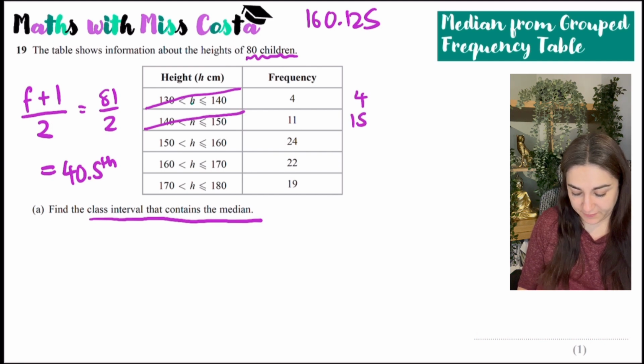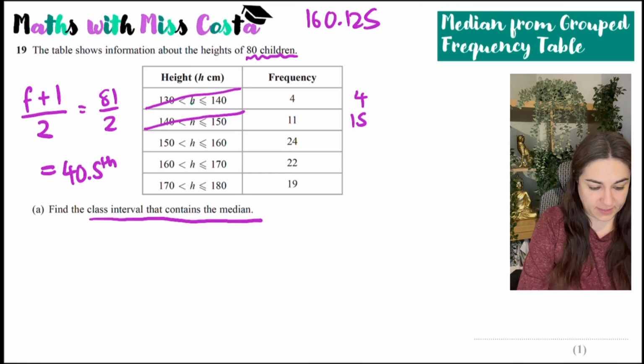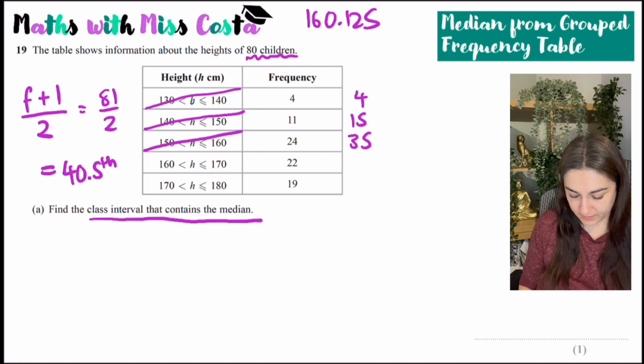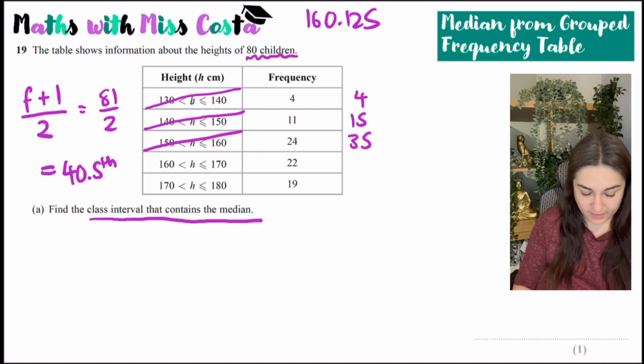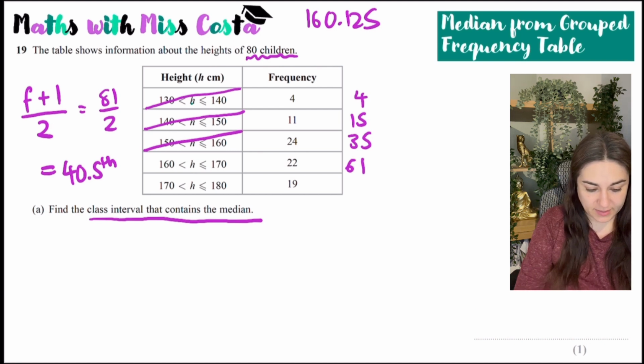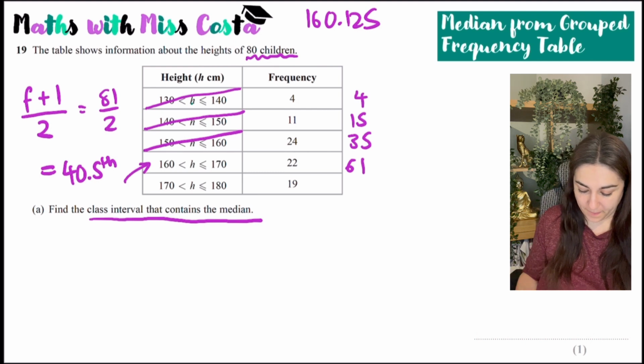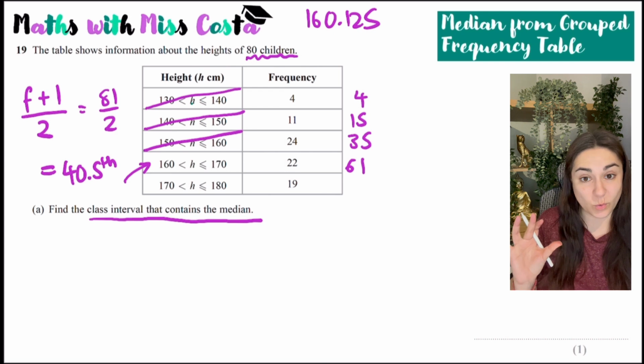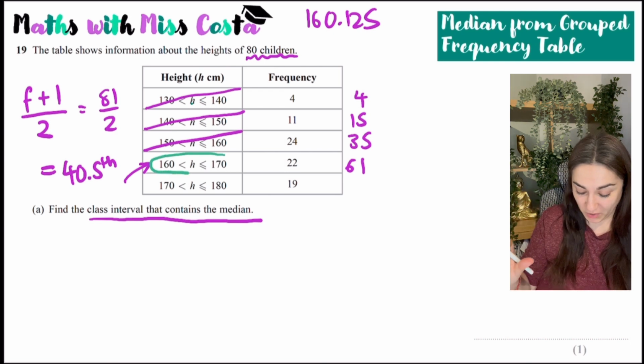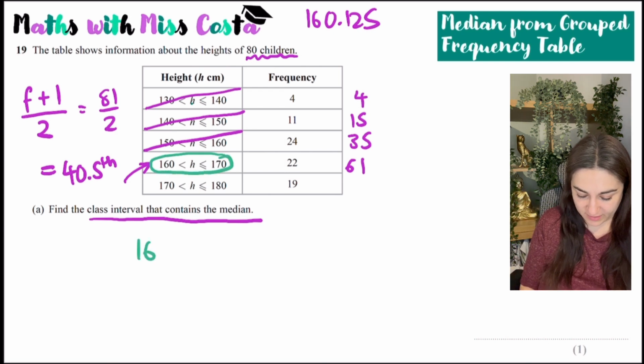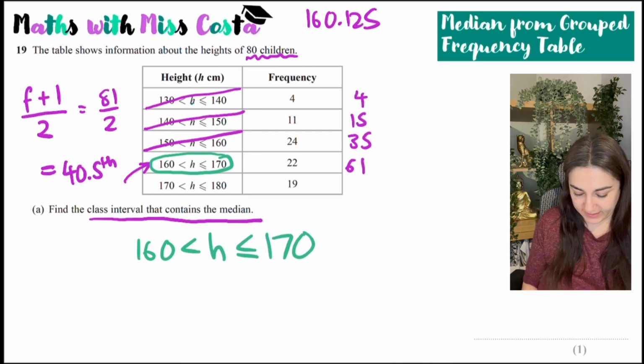4 plus 11 is 15. So up to the first 15 terms are here. 15 plus 24 is 35, so it's not going to be in this one. 35 plus 22 is 61. So this class interval here contains all the terms that are between 35 and 61. So it would be this class interval here: 160 is less than or equal to the height, which is less than 170.